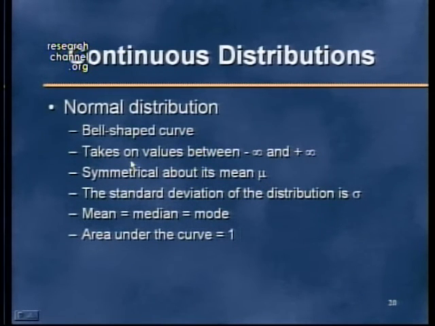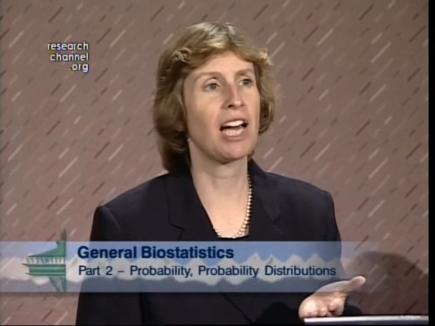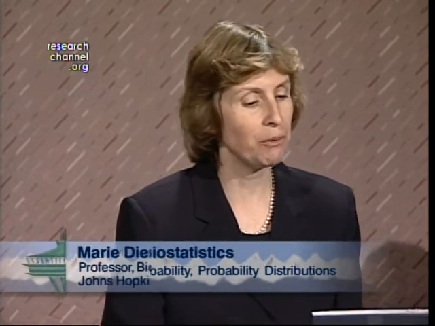In theory, a normal distribution takes on values between negative infinity and positive infinity. Now, although in theory values can range from negative infinity to positive infinity, in reality, most of the time when we're making measurements of blood pressure or weight or birth weight or height, we actually have a bound on the lower limit and the upper limit. But in theory, we could say that the values can go from negative infinity to positive infinity. So the distribution is symmetrical about its mean.